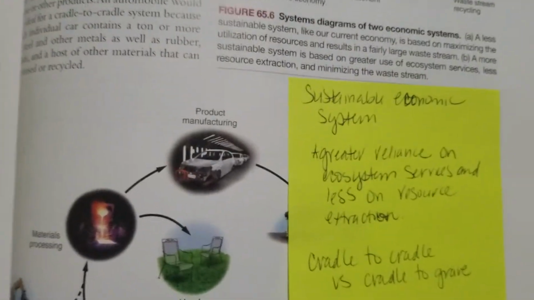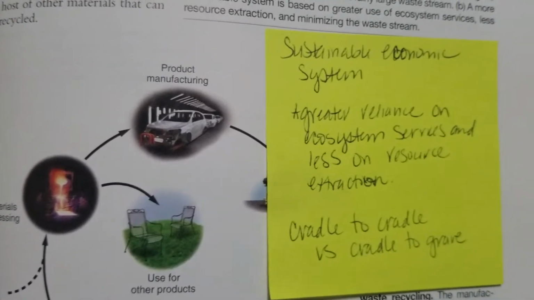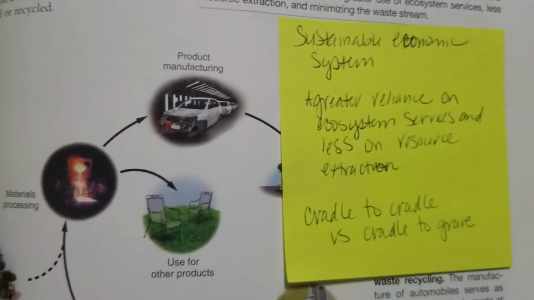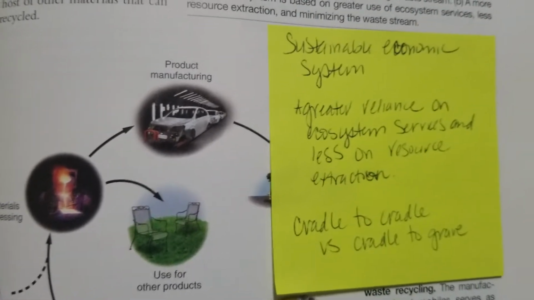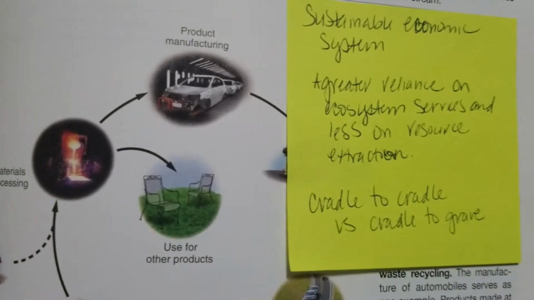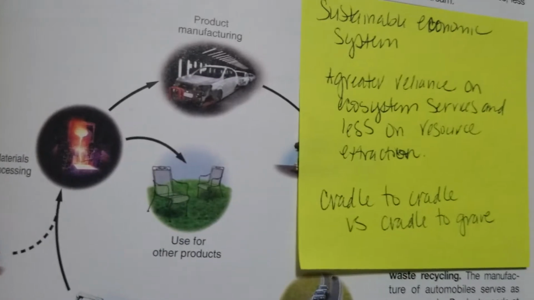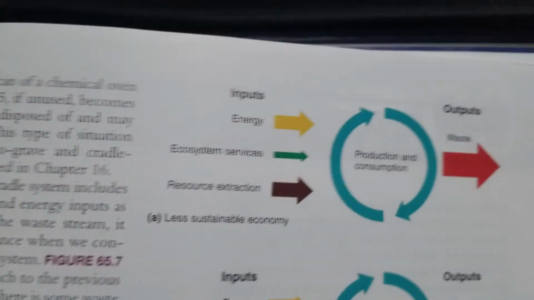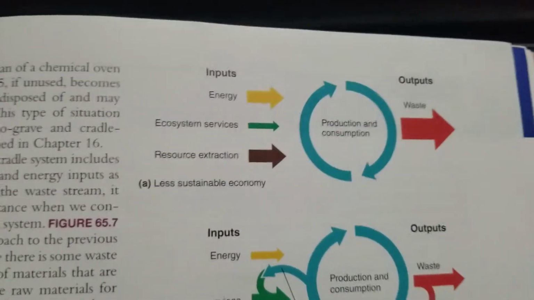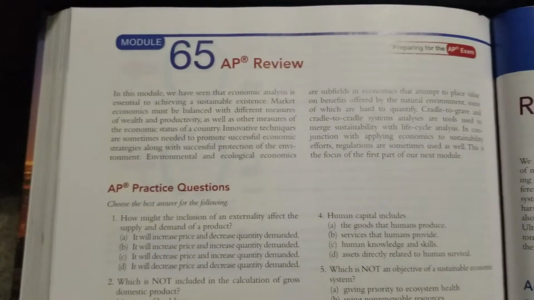So looking at the sustainable economic system, which was the bottom system we just looked at, there's greater reliance on the ecosystem service. There's less resource extraction, less waste. The bottom one would be the cradle to cradle, where we are using the resource over and over, maybe in different ways, but using it over and over, versus this one being the cradle to grave example. And that concludes 65.